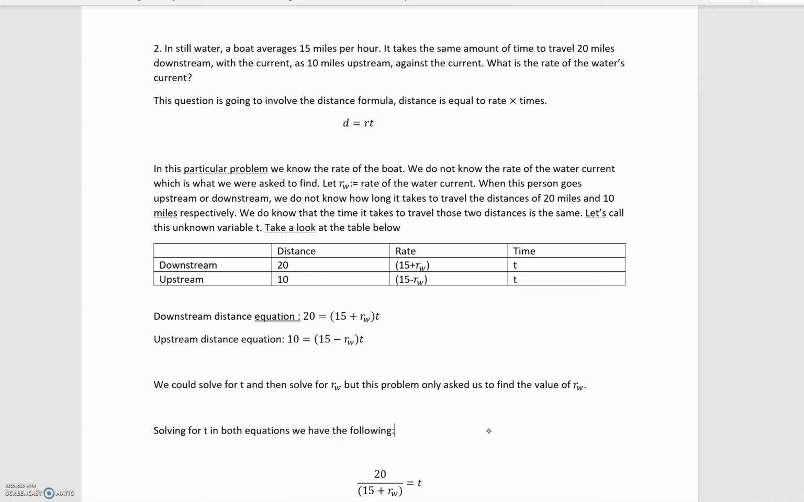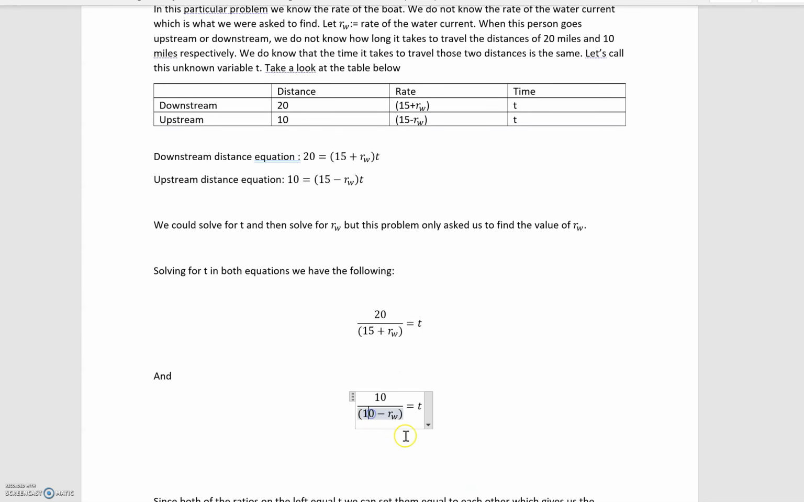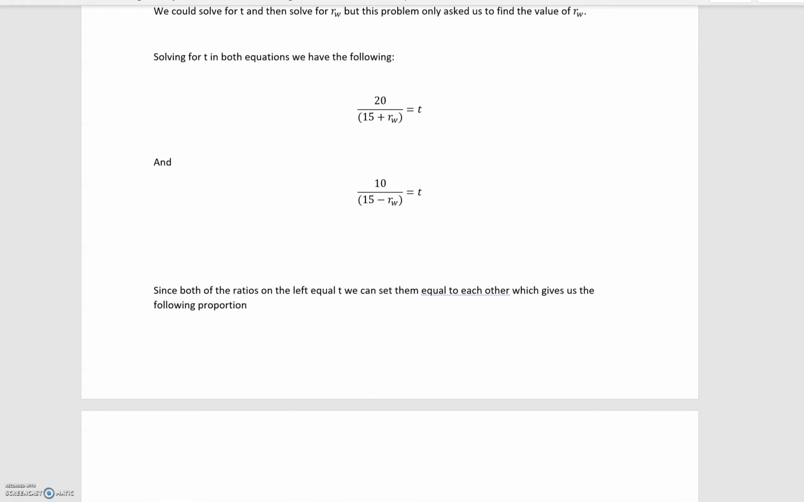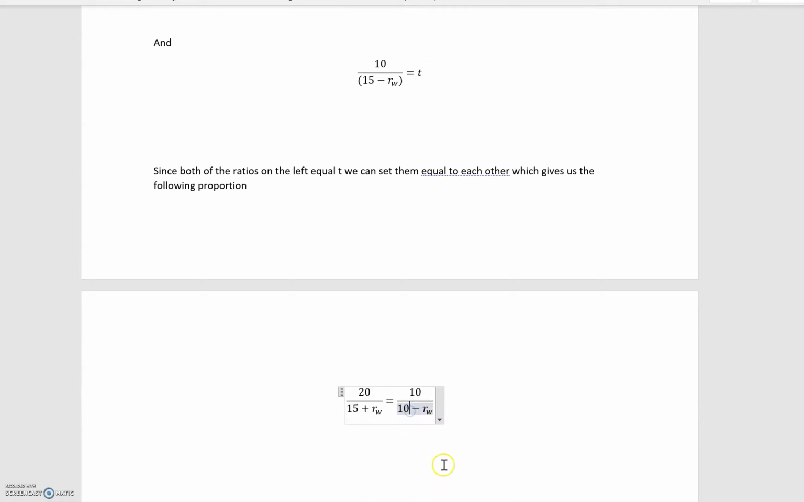Since I just need to find the rate of the current and we don't care about how long it takes to travel these distances, we're going to solve for t in each of these equations. If we solve for t in each, we have the following ratios. Since both of these ratios are equal to the same variable t, by transitivity we may set them equal to each other, which provides us with the following equation. Now we just need to solve a rational equation for that variable r sub w.